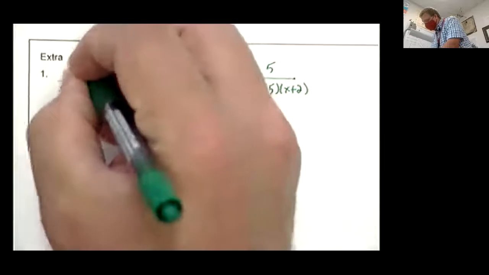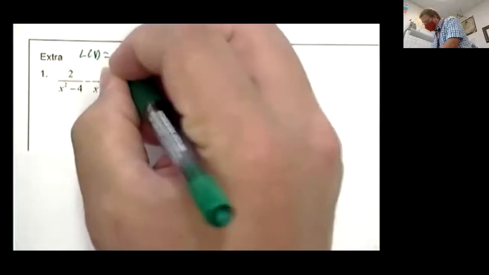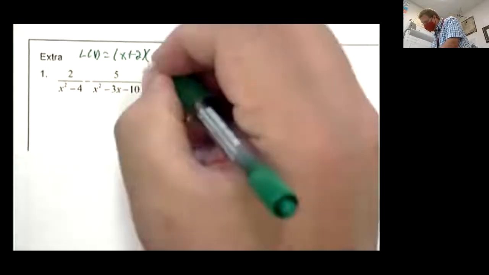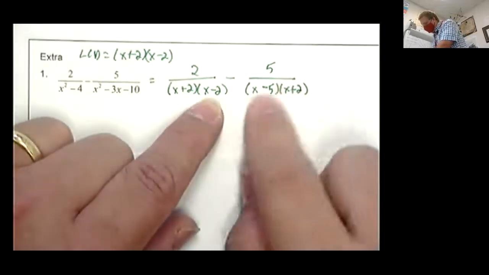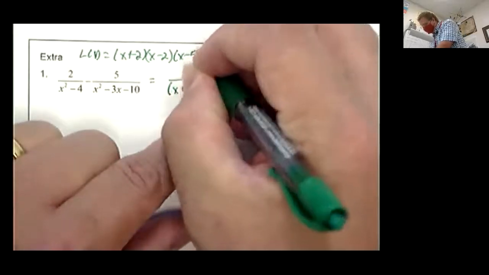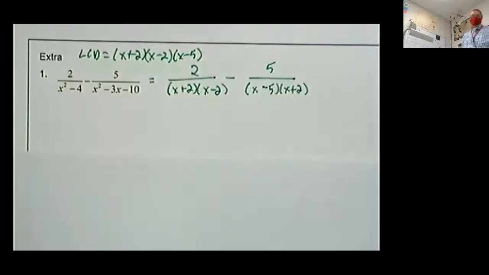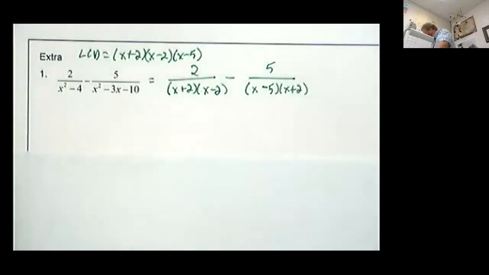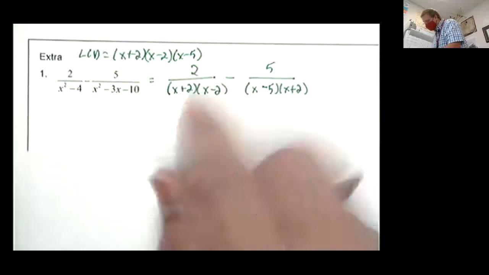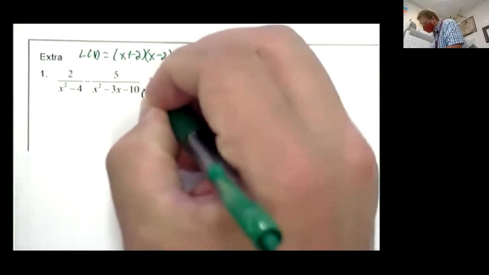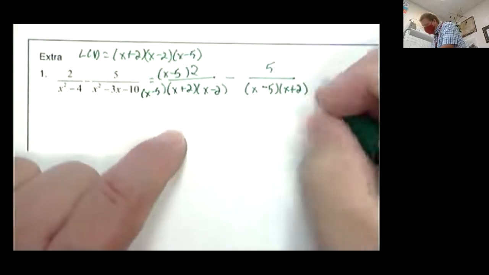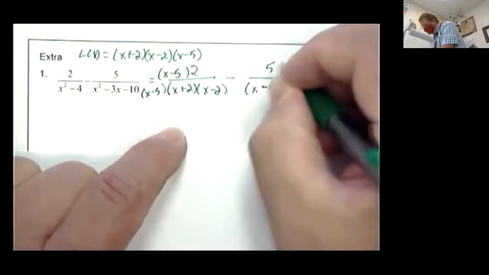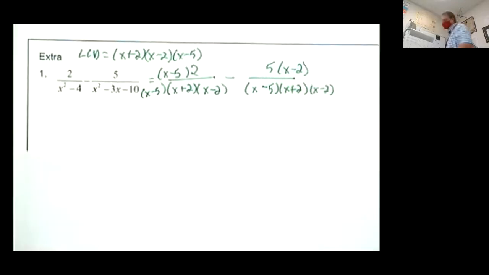So what is our least common denominator? Well, that's got to be x plus 2, x minus 2. And then we already have the x plus 2. We need the x minus 5. Again, each factor, the greatest number of times it appears. Therefore, what's missing? The first fraction is missing the x minus 5. So we're going to multiply it by the x minus 5. The second fraction is missing the x minus 2. So it's going to get the x minus 2.